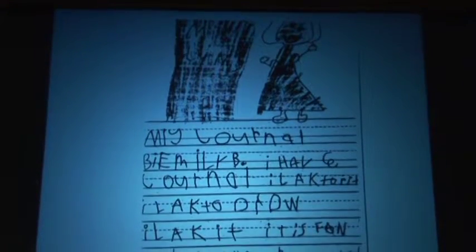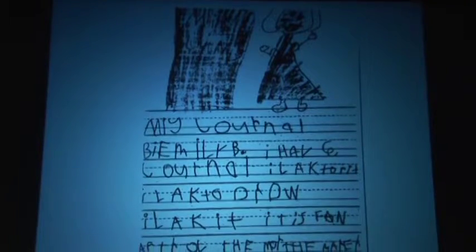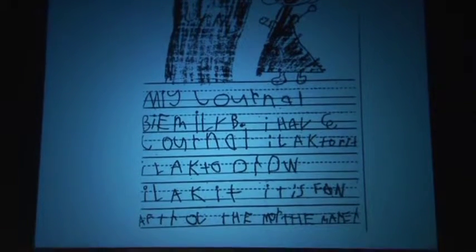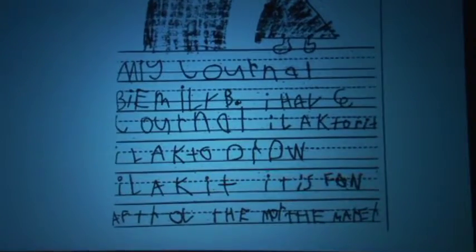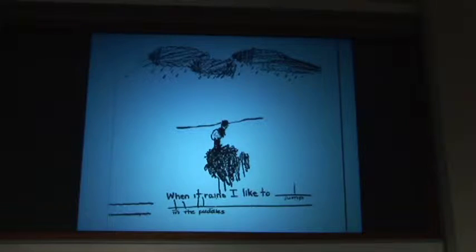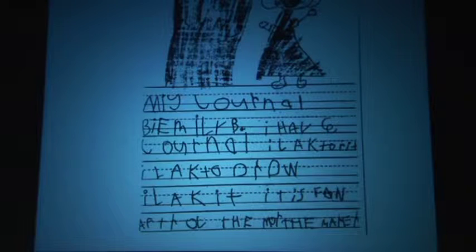And so she says, "My journal by Emily B. I have a journal. I like to write. I like to draw. I like it. It is fun. After all, the more the merrier." Now, when you're that teacher and you're working in a differentiated classroom, you don't say, "Well, gee whiz, look at this and look at this. They're pretty much the same kid. I guess we'll all do the same thing tomorrow during writing time."